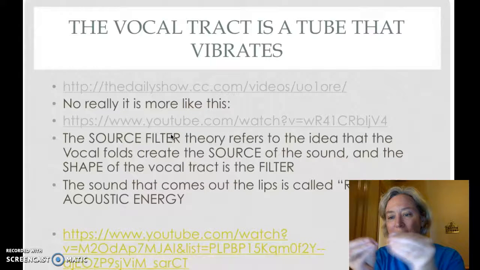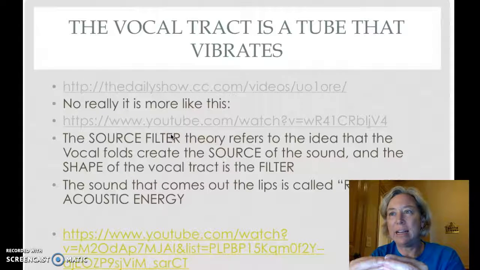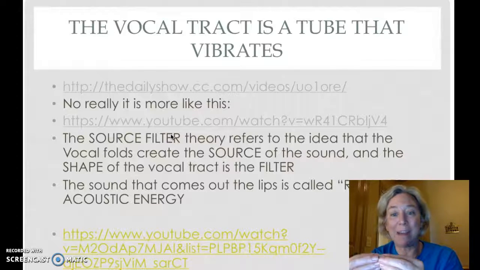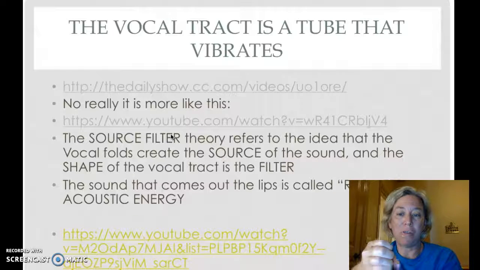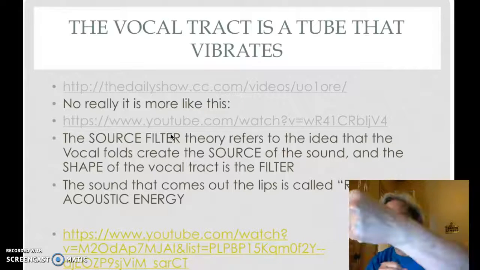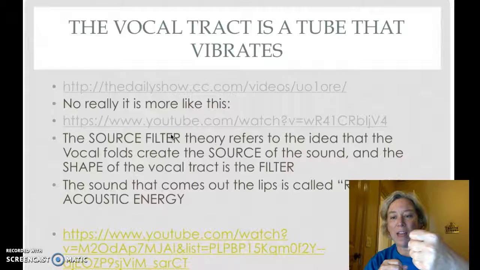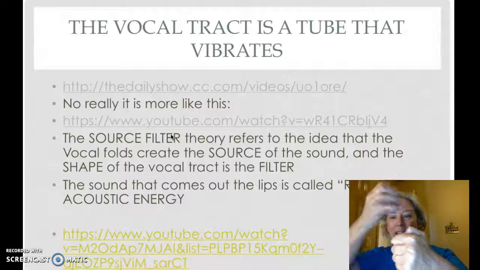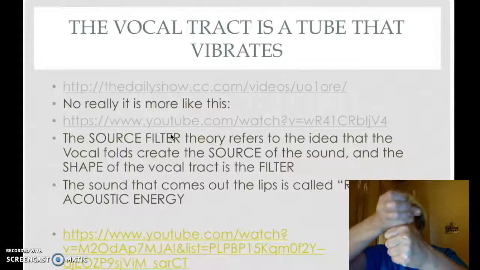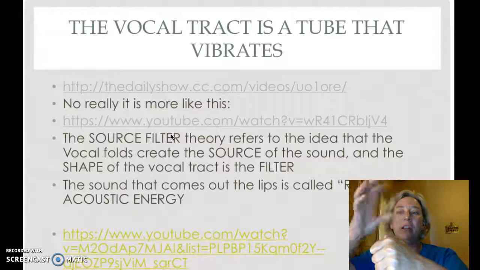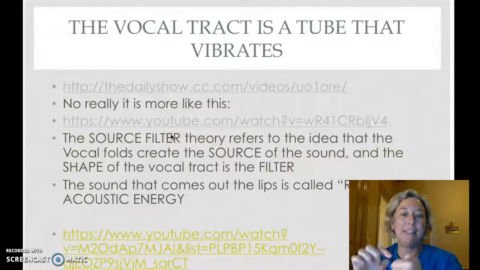So I could take something in my hand, like a little motor that has a buzzing sound on it, and I could put a filter over that motor. So let's just say my hand is here, and it's the sound source. It's going zzz. If I put my other hand over it like this and made a tube, I would change the sound of that zzz.